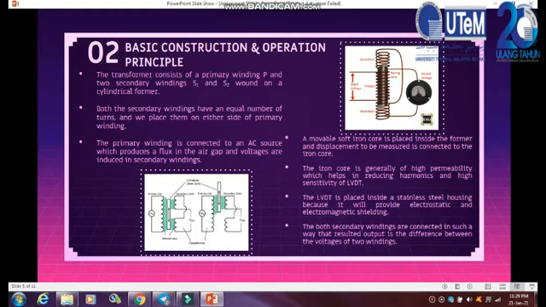Both secondary windings are connected in such a way that the output is the difference between the voltages of the two windings. This is the figure of LVDT and this is the 3D visual of LVDT. This is the input voltage, and this is the primary and this is the secondary, which is S1 and S2, and these are the outputs.